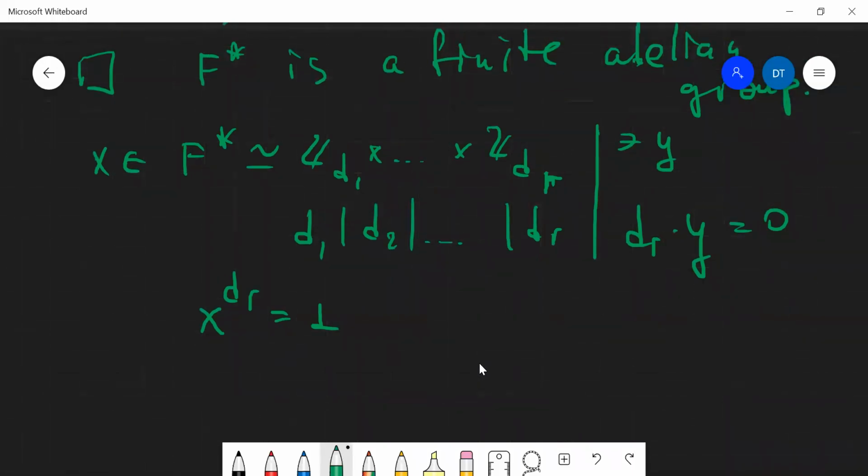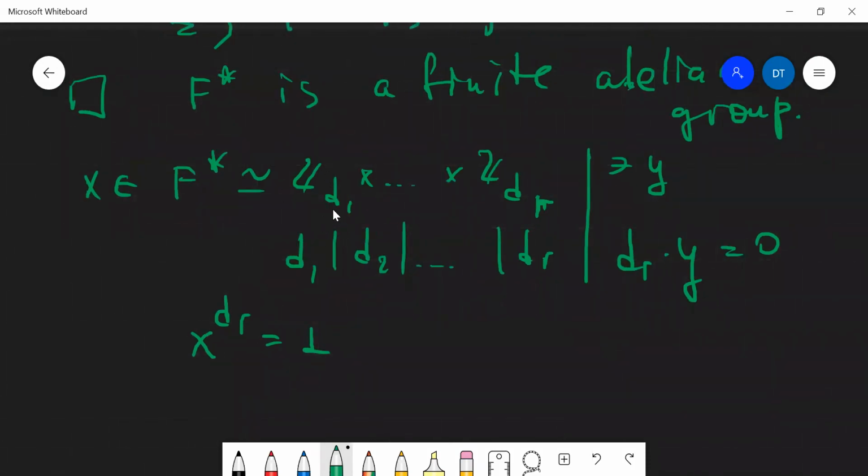Could you explain one more time why the product is equal to 0? Oh, why the product is equal to 0? Okay, you see here you have ZD1. If you multiply any element y, what is y? Y is a sequence. So an element of this product is a sequence y1, etc., yr. This is your y. If you multiply the element y by some natural number, you just multiply it coordinate-wise.